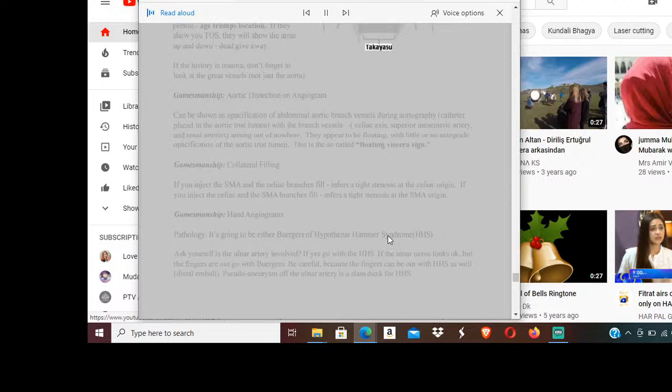Aortic dissection can be shown as opacification of abdominal aortic branch vessels during aortography, catheter placed in the aortic true lumen, with the branch vessels, celiac axis, superior mesenteric artery, and renal arteries, arising out of nowhere. They appear to be floating, with little or no antegrade opacification of the aortic true lumen. This is the so-called floating viscera sign.